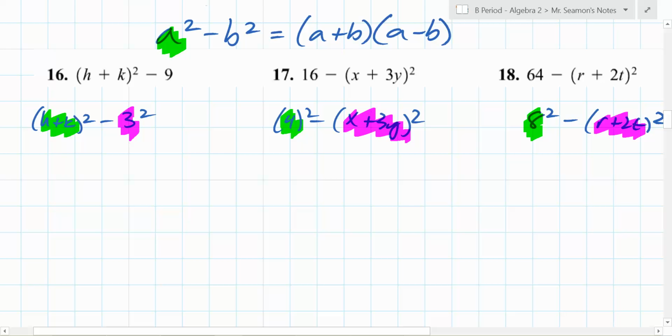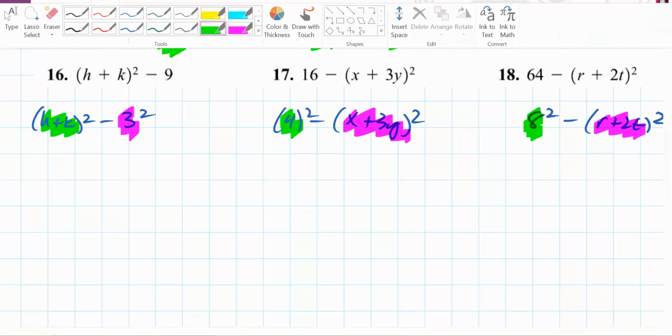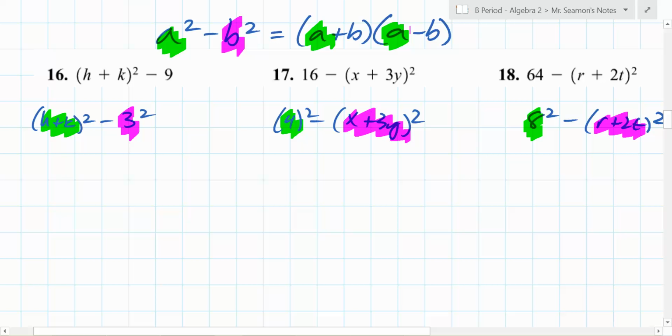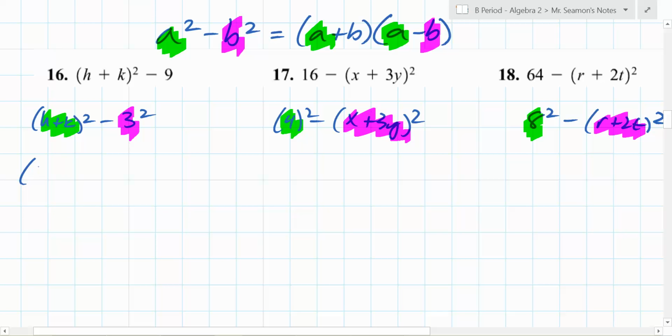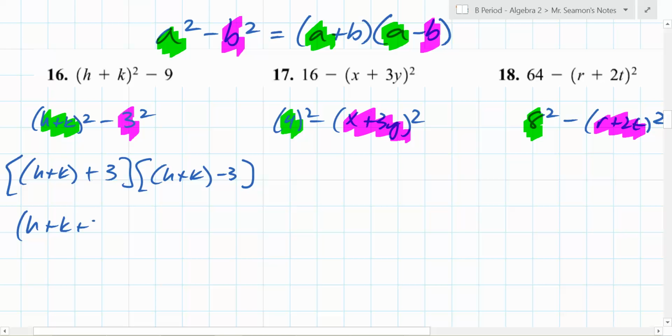Now you just need to follow the pattern. You just follow the pattern. So what's the first one going to be? (h plus k minus 3) times (h plus k plus 3). You could clean that up a little bit and just make it (h plus k plus 3) times what? (h plus k minus 3).